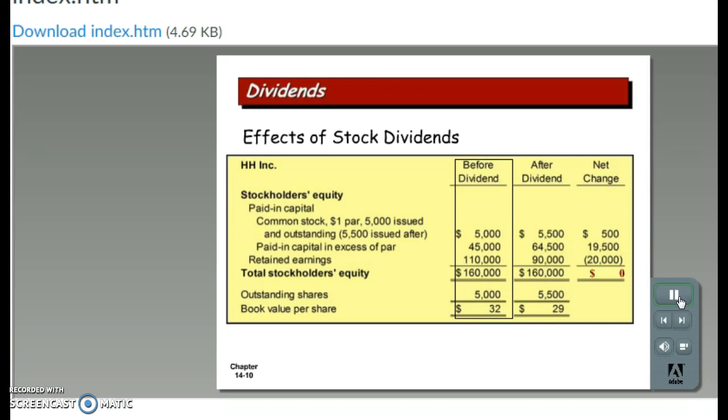Outstanding shares are 5,000 shares. The book value per share of $32 is calculated by dividing total stockholders' equity of $160,000 by 5,000 shares.